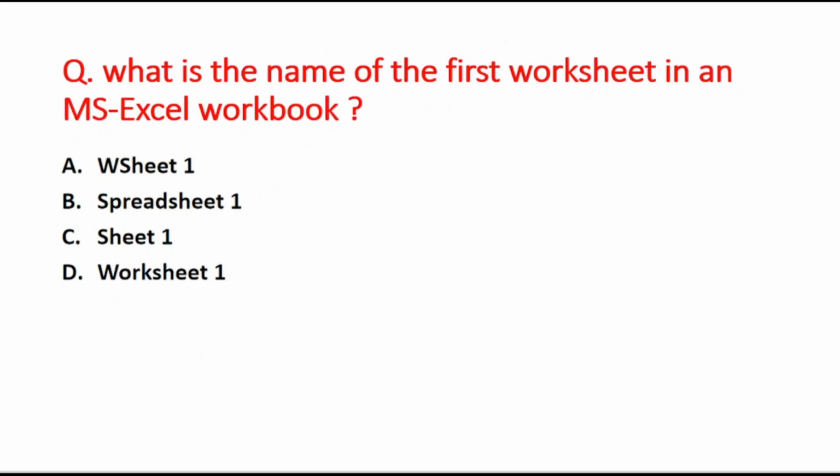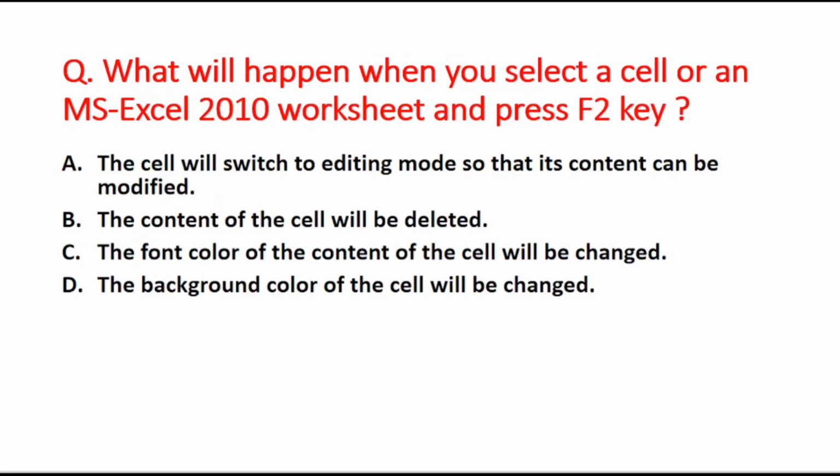Next is, what is the name of the first worksheet in an MS Excel workbook? A option is W sheet 1, B option is spreadsheet 1, C option is sheet 1 and D option is worksheet 1. So by default the name of the first worksheet of MS Excel is Sheet 1. OK, so option C is the right answer. These are very basic questions, easy, but they are asked in exams and there is confusion. So remember it well. The first worksheet's name is by default Sheet 1.